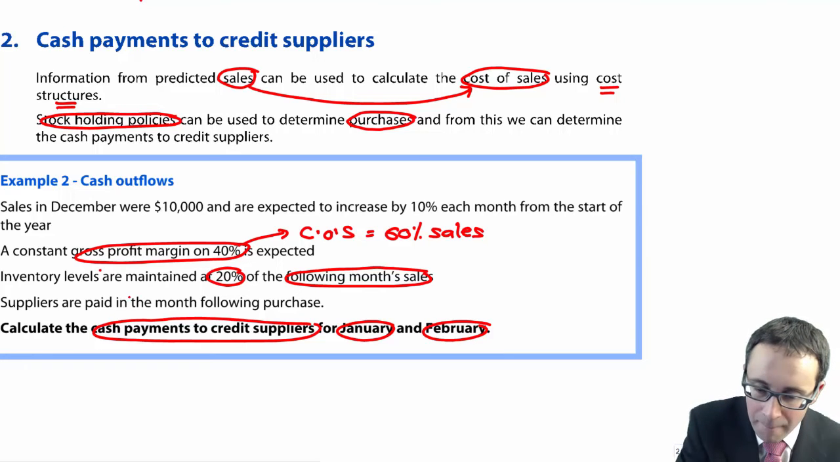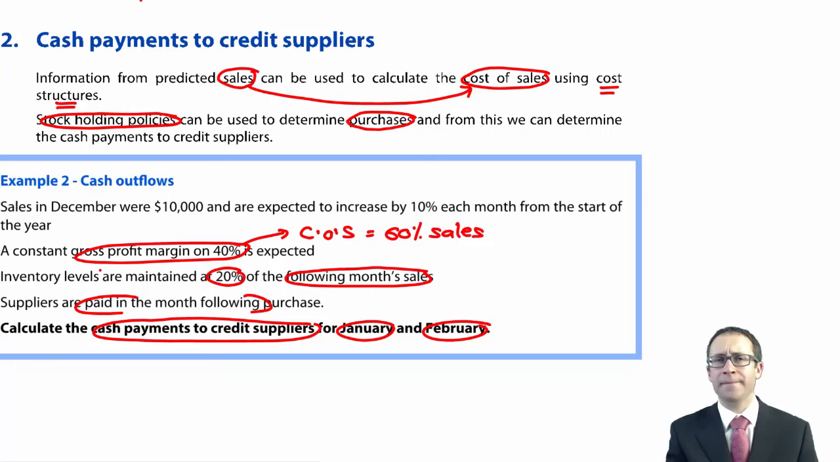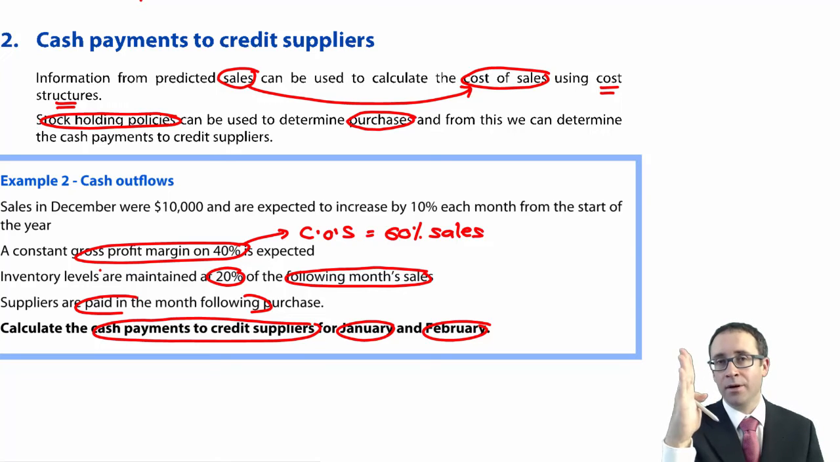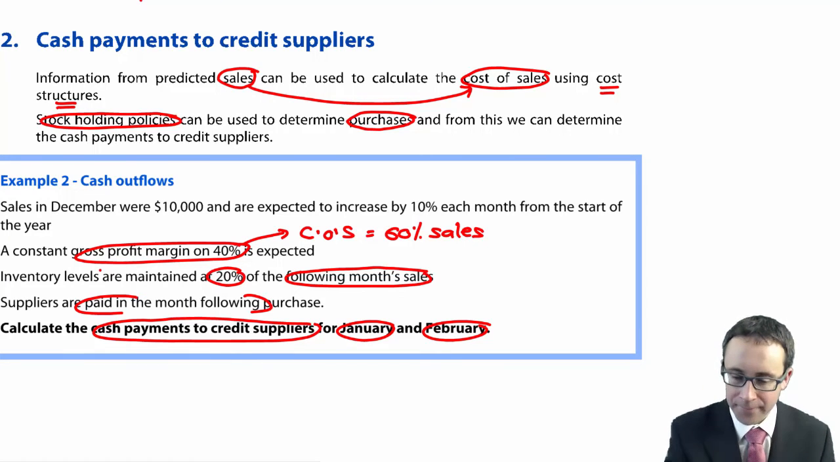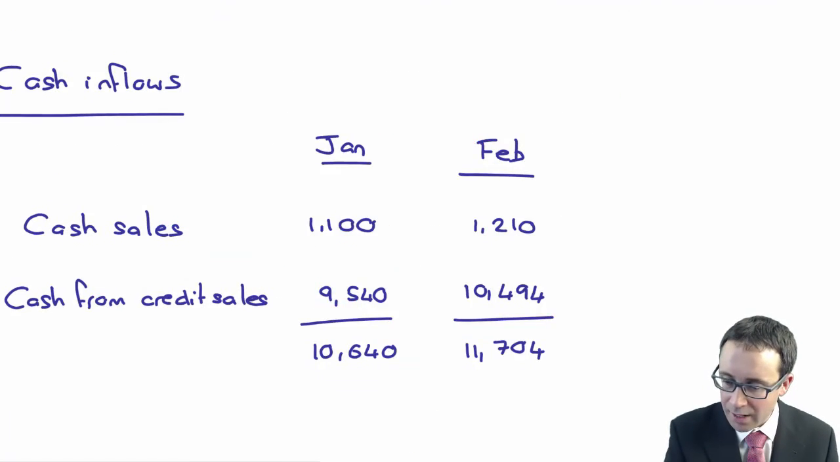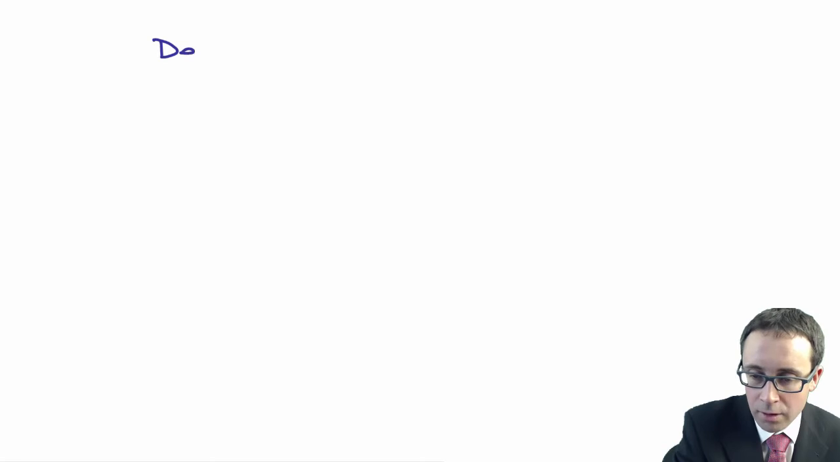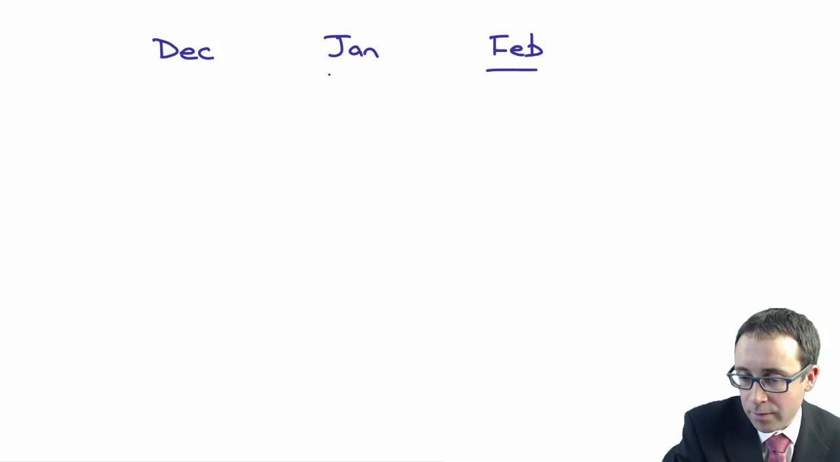And then the suppliers are paid in the month following. So whatever we work out as the purchases for December will be paid in January. January's will be paid in February. So let's go through, have a play around with it. Again, before you go all clever and gung-ho, do everything for each month given within the scenario.